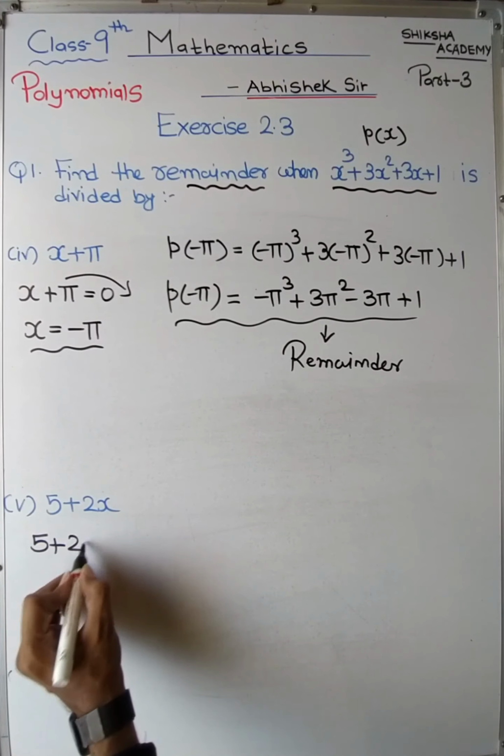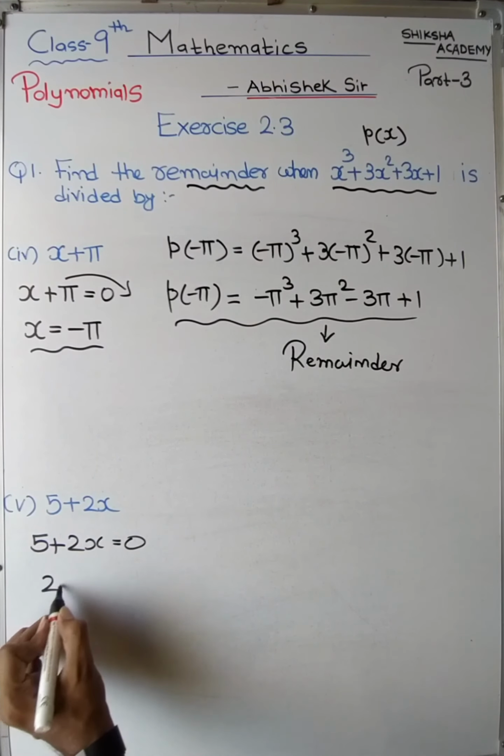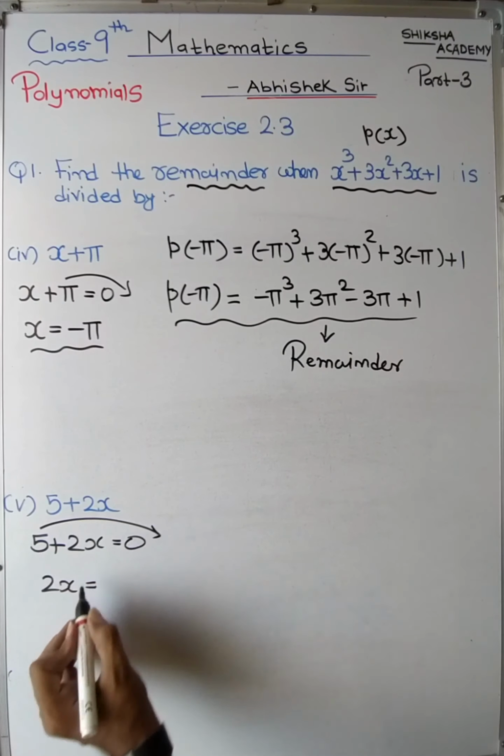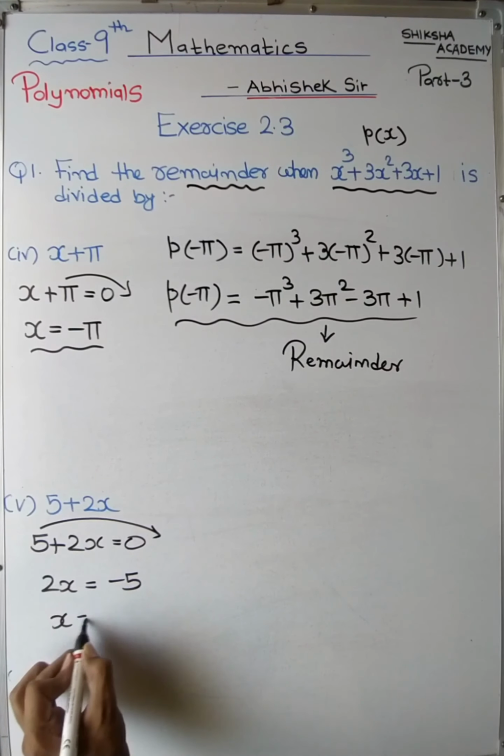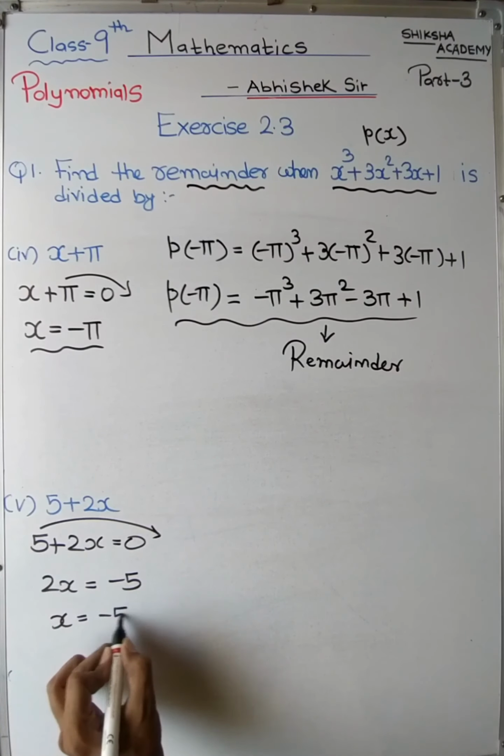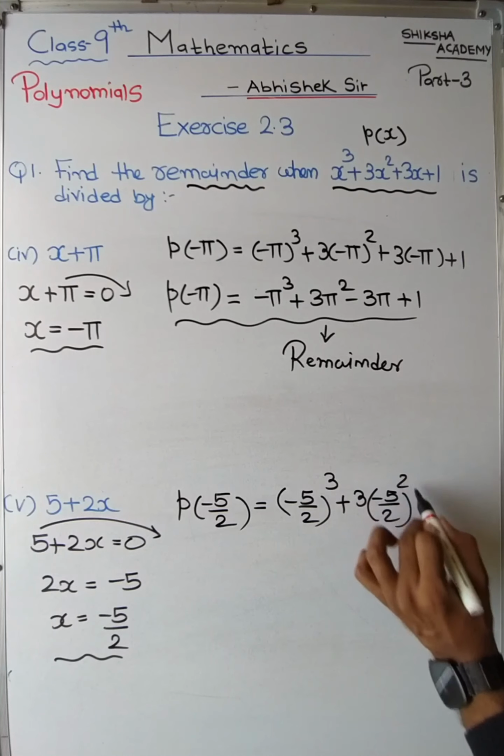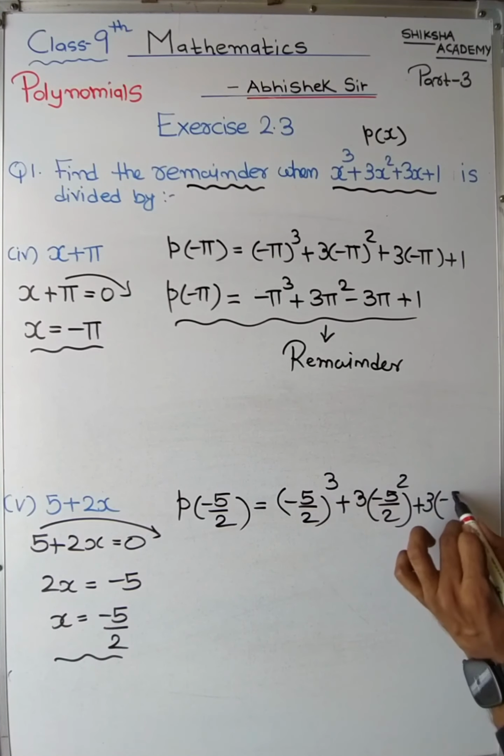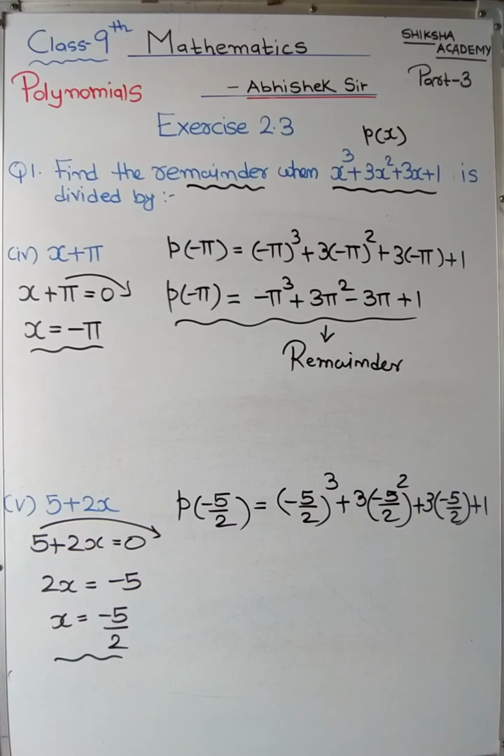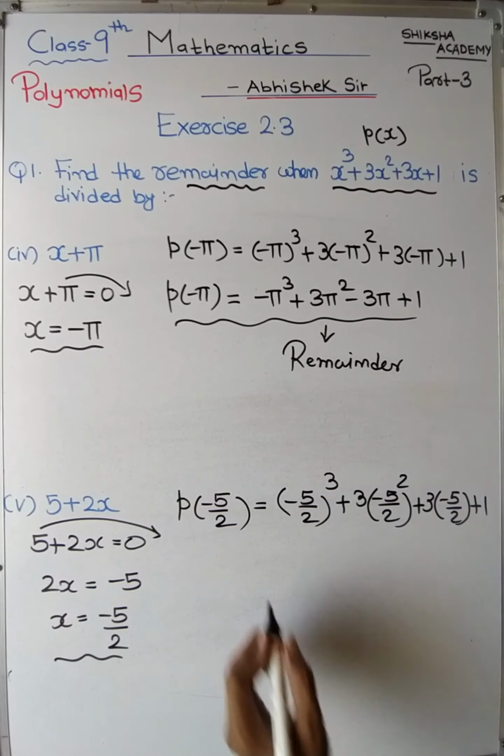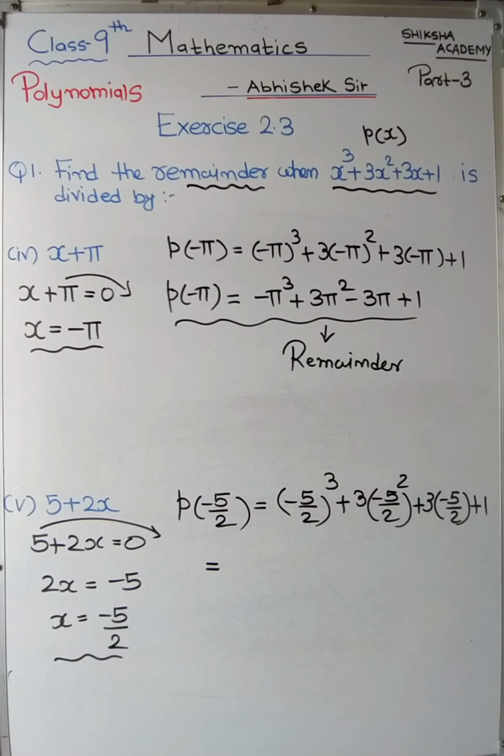So if we find the zero, 5 will go over here as minus 5, x equals minus 5 upon 2. So let us find out p of minus 5 by 2. So instead of the first term, we'll put (minus 5 by 2) whole cube plus 3 into (minus 5 by 2) whole square plus 3 into minus 5 by 2 plus 1 is to be repeated. Hope it is visible. I'll utilize the space.